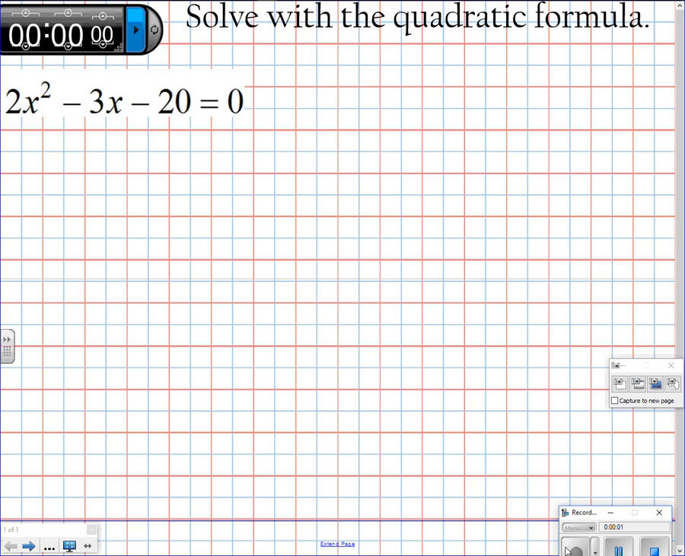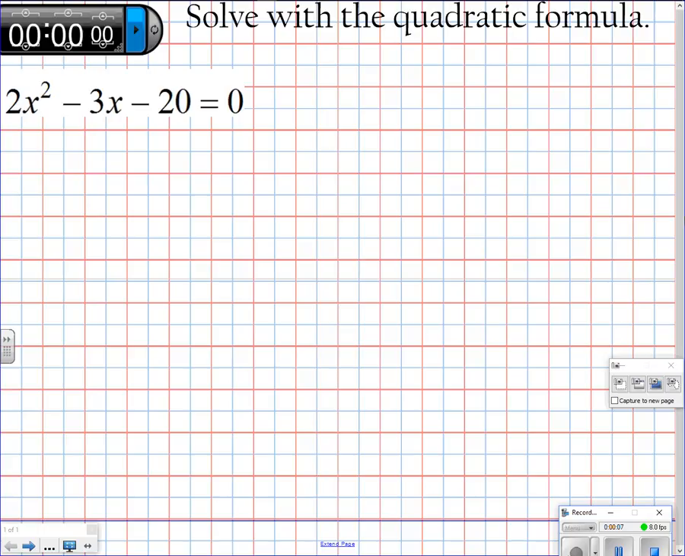Okay, in this video, I'm going to show you how to solve quadratics by the quadratic formula. Step number one, you have to make sure the problem they gave you is equal to zero. In our case, it is equal to zero. If it's not equal to zero, you make it equal to zero. So number one, the equation must be equal to zero.